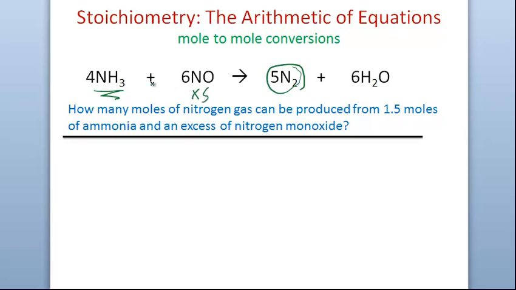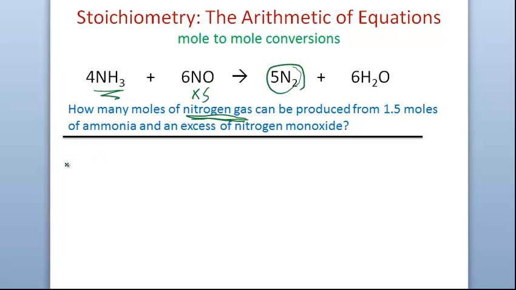It's kind of like saying, hey, we want to make cheeseburgers. I'm going to give you more than enough hamburgers, but I'm only going to give you a certain amount of cheese, okay? So you will definitely run out of the cheese before you run out of the hamburgers. If I give you X number of slices of cheese, how many cheeseburgers could we make? So it's kind of that analogy, all right? So we don't have to worry about running out of nitrogen monoxide. What a relief. But we are being told that we're going to be given 1.5 moles of ammonia. Okay, so how much nitrogen gas could we get out of that situation?